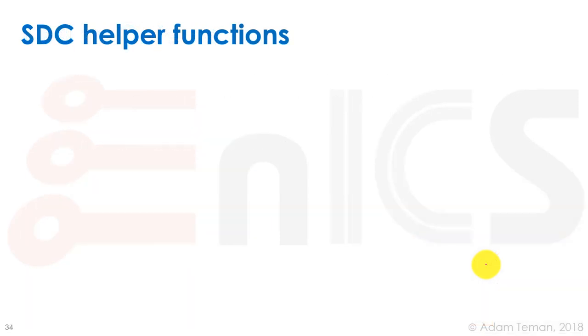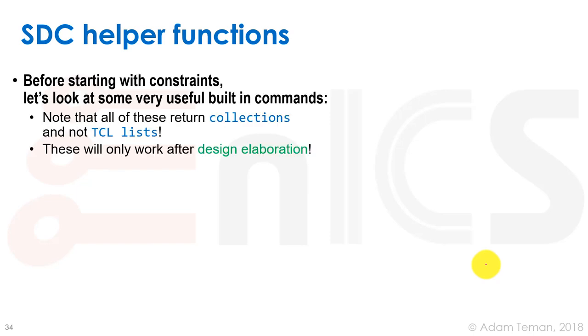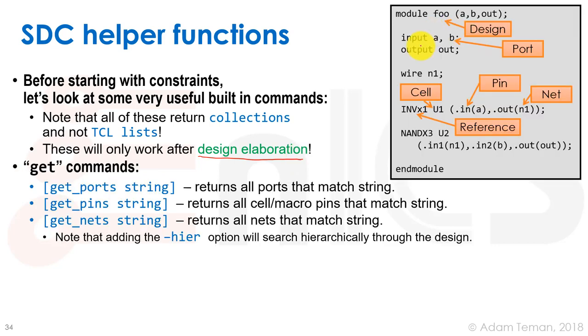The last thing that's kind of background to this SDC is what we call helper functions. So we saw what the different parts of the design are, and we saw what a collection is. Now we're gonna see how we can get collections of different parts of the design. Pay attention that these will only work after design elaboration. Before that, we don't have any knowledge of what the different design cells, ports, etc. are.